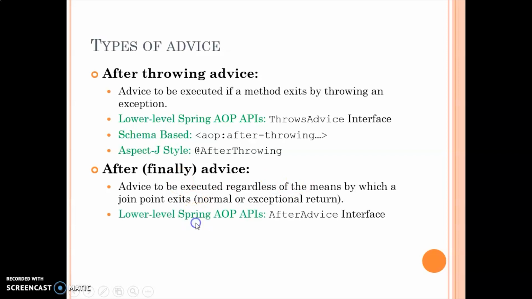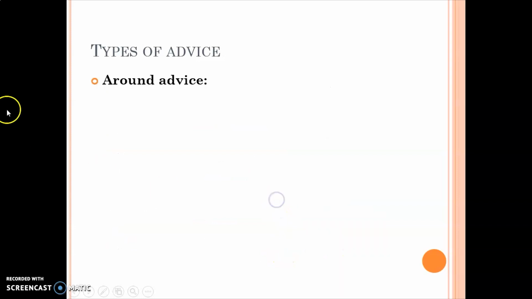Now here there is a little difference. For lower level Spring API implementation you have the after advice interface, okay, which you need to use. For schema based implementation there is an after tag that you need to use. So it is not after finally, as you must have expected. The tag that needs to be used is the after tag, and for the AspectJ implementation we have the @after annotation. Again, this annotation needs to be on top of the method which contains the advice code, okay, and not the target one. Okay, now going further, the last one that we have is the around advice.